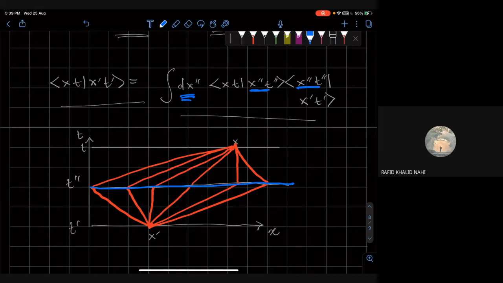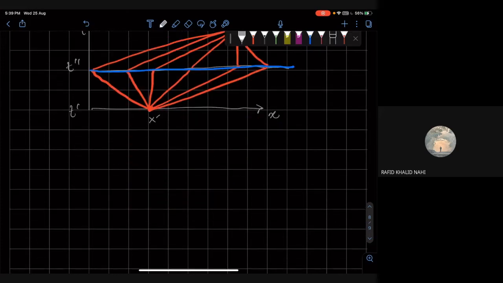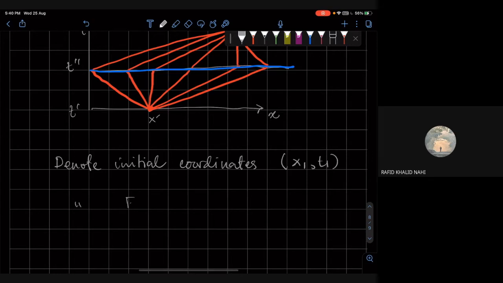So to do that, let me just denote the initial coordinates, say, by x1, t1, and denote the final coordinates by xn, tn.